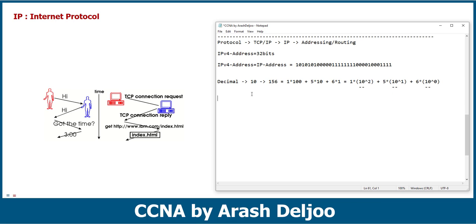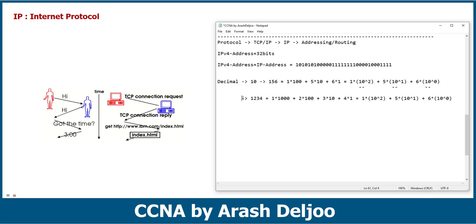Let me give you another example. For example, I'm using this value, 1234, okay? This means that, let me write here, 1 multiply 1000, and then 2 multiply 100, and then 3 multiply, for example, 10, okay? And after that 4 multiply 1. This is equal with this value.